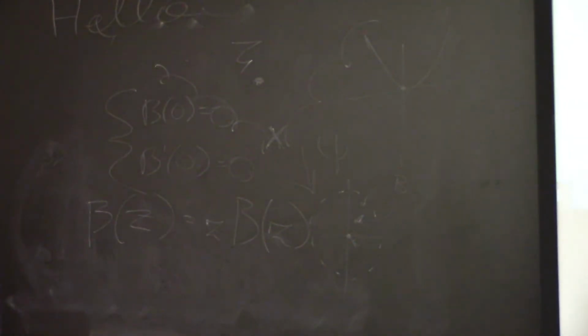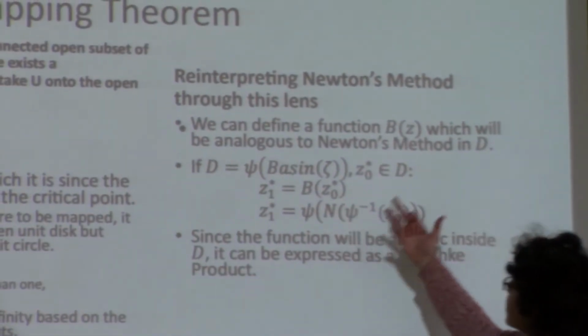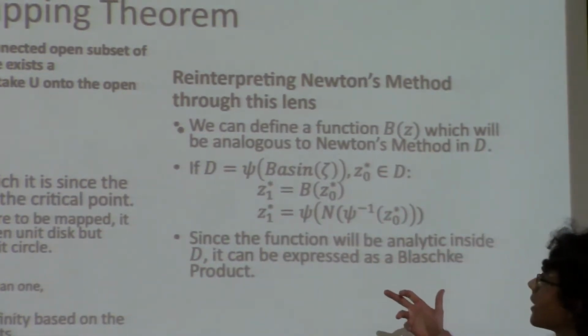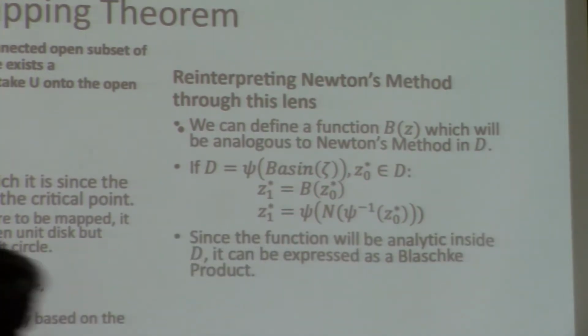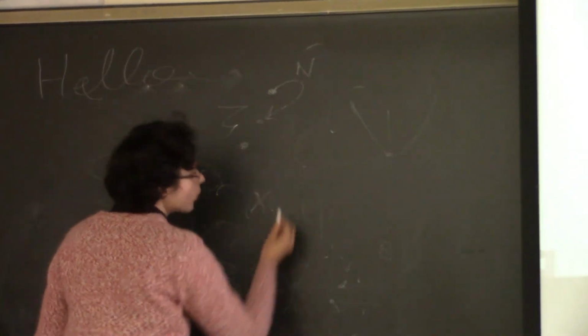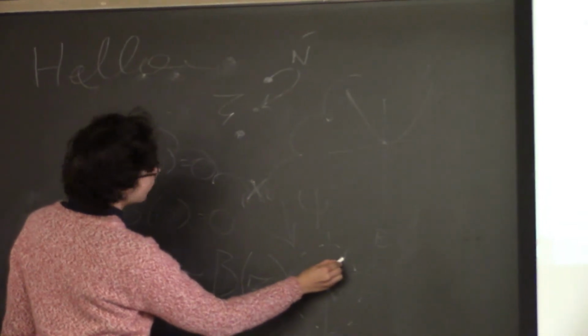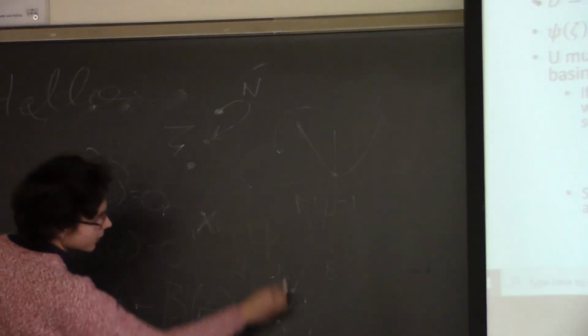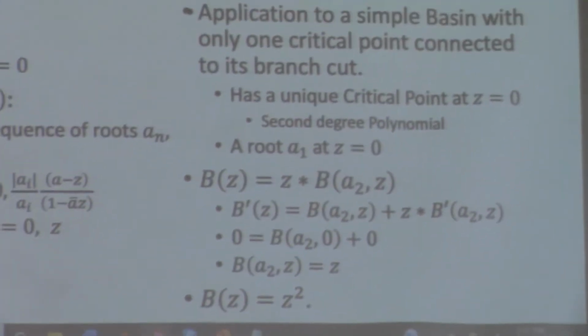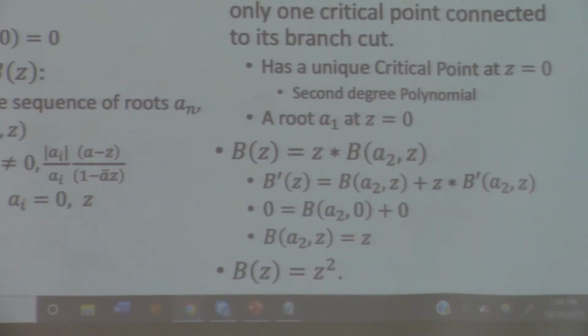I think I might have skipped something here. Yeah. So, sorry, I was kind of talking out of left field. Here, with a Blaschke product, you're trying to create a function which will be analogous to Newton's method inside the disk. So what you're doing is, you have a value here. When you take Newton's method, you get a more accurate one, right? You want something where, if you have a point here, you go back, so you go the inverse root, you get to this point, you take Newton's method, and then you go back, you're going to get to this one. So you want something that defines it inside the disk itself. And that can be defined as z squared in a simple basin.